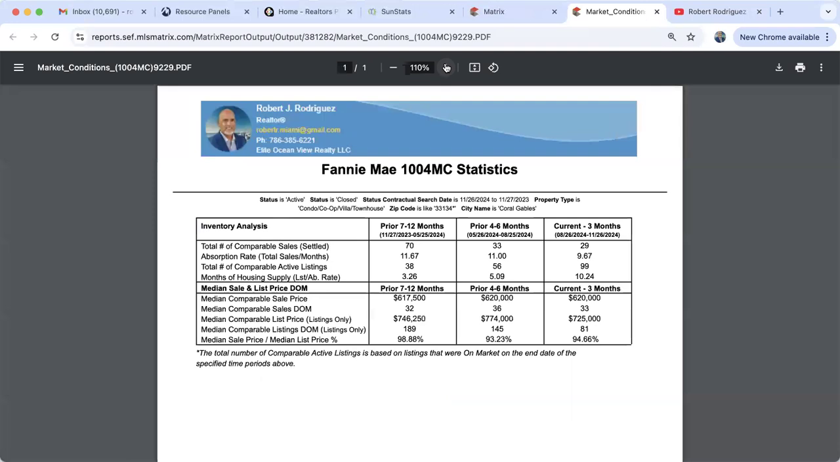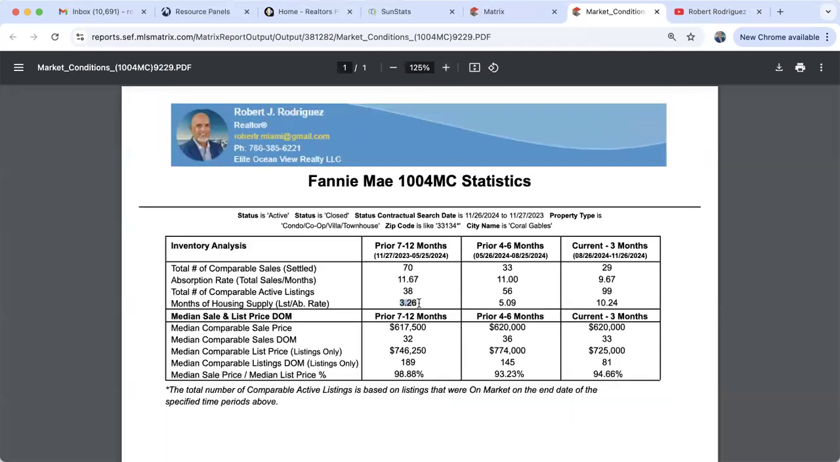You're going to take a look here. You went from 3 months of inventory up to 5 months, so now 10 months of inventory. We increased our listing inventory from 38 to 56 to now 99 listings. There are currently 99 condos for sale in all of zip code 33134, and we're only selling 9.6 properties per month. So if we're moving 9.5 properties per month and you have 99 properties for sale, you're looking at a 10-month inventory. That is definitely a buyer's market.